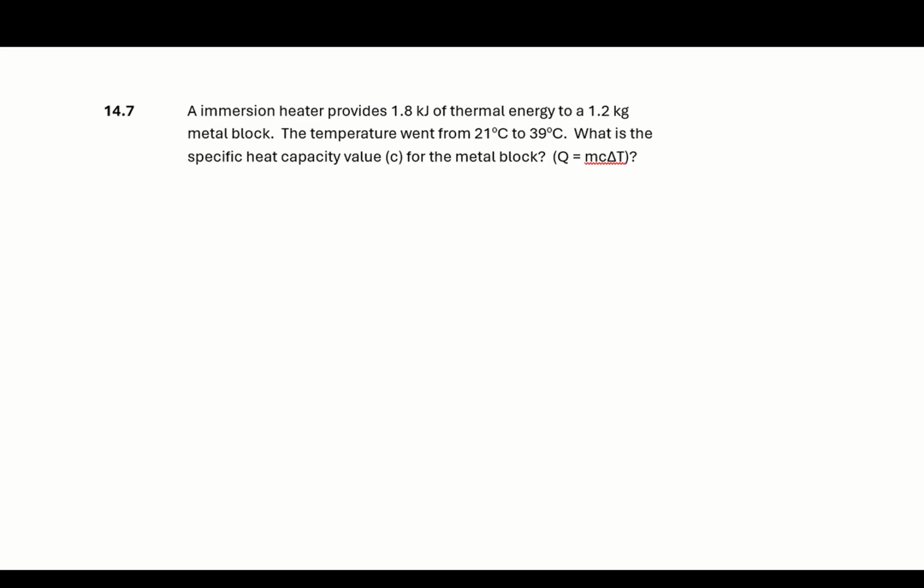Next one, an immersion heater provides 1.8 kilojoules of thermal energy, so that's going to have to be changed, times 1,000, 1,800, to 1.2 kilograms. Yeah, we're happy with that. What's the specific heat capacity value for the metal block? And we're given Q equals MC delta T.